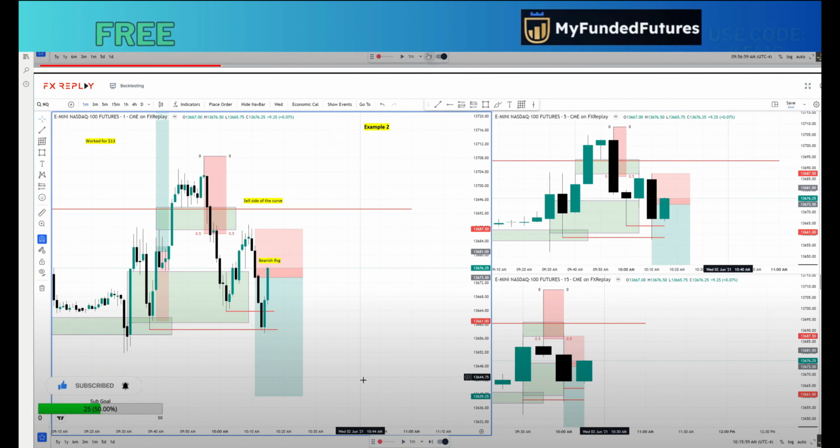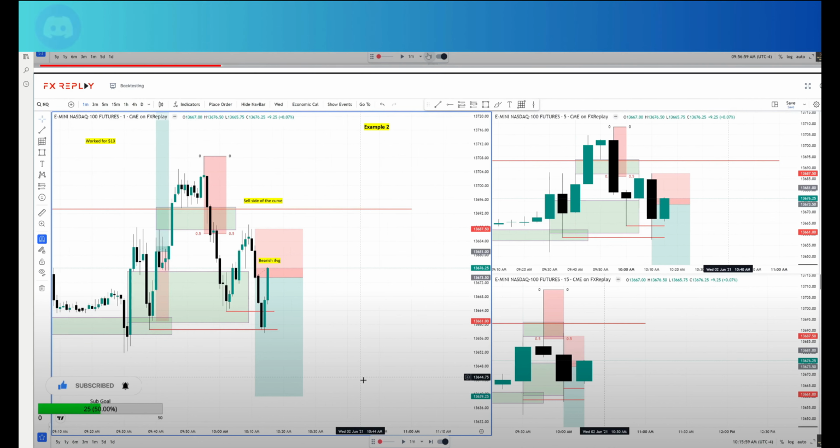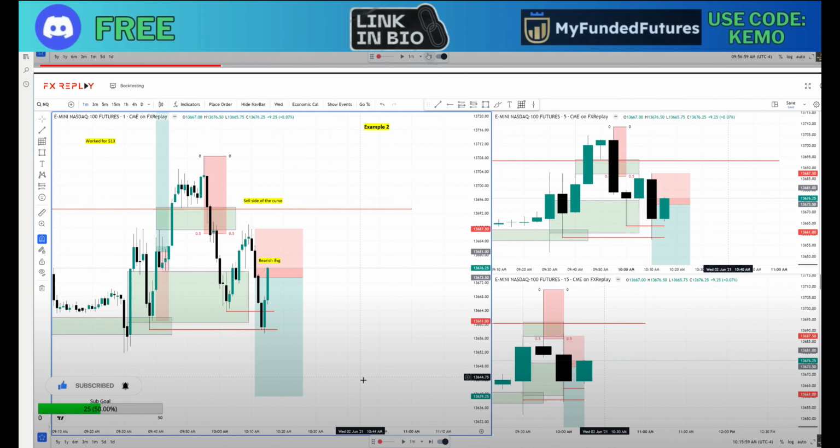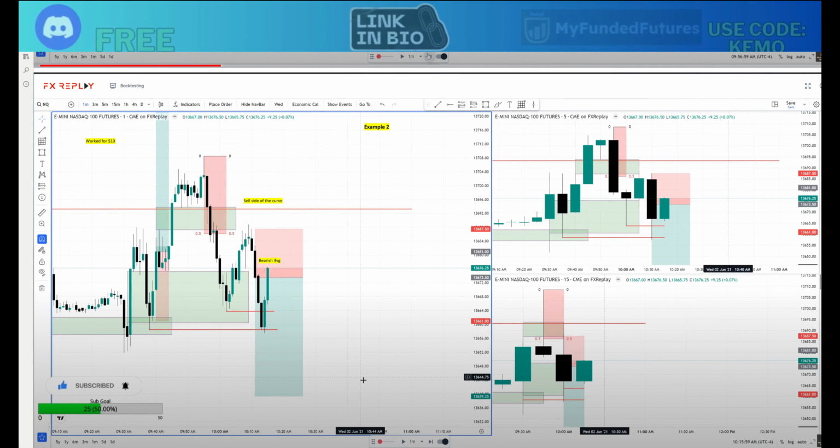So this setup was a pretty good setup. It worked for $13, and you would have put your stop loss at break even or scaled at the $13 level after the market moved $13.